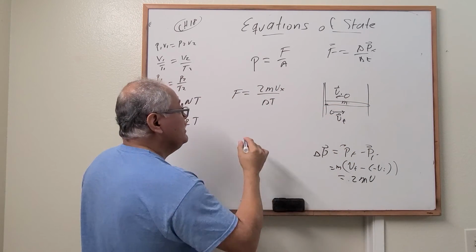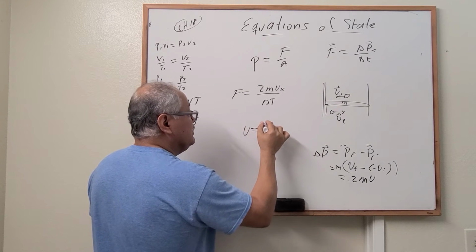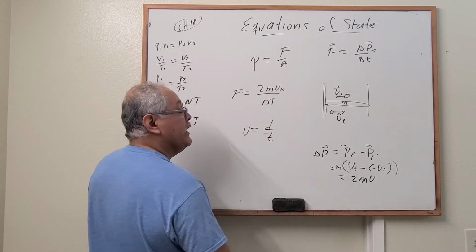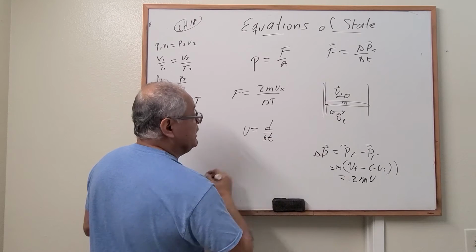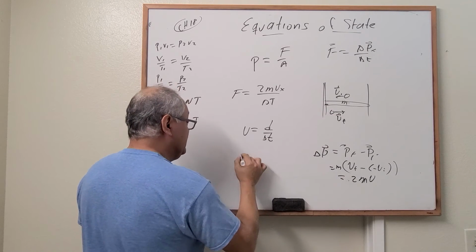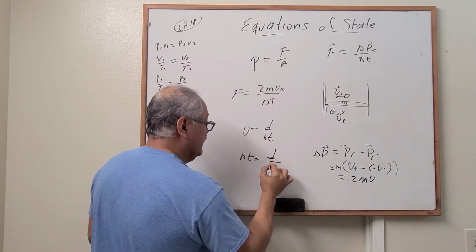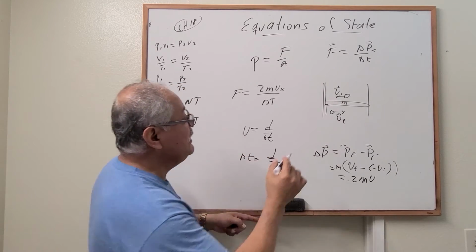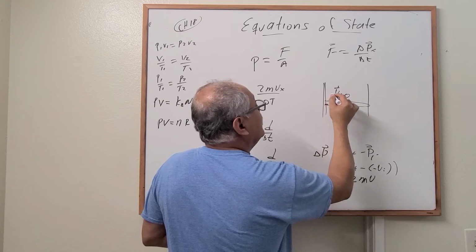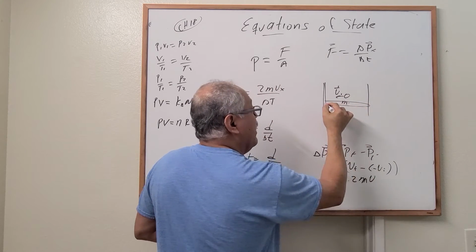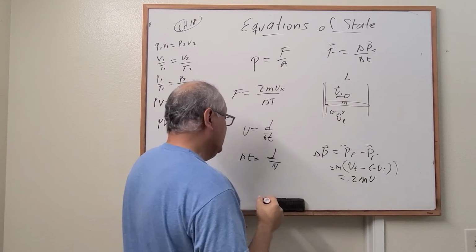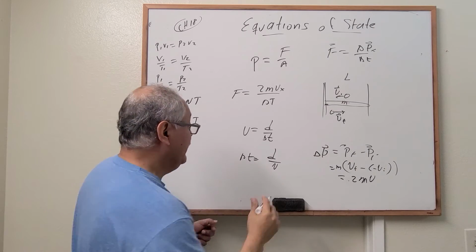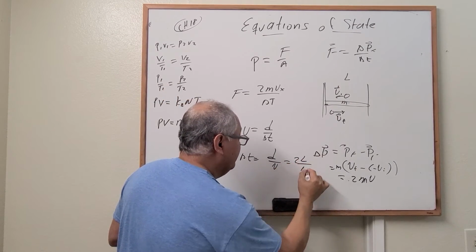In this case, we know that speed is equal to distance divided by time, or delta t. What should delta t be? Delta t is equal to distance divided by speed. But what is the distance? The distance is going from here to here and going back, so it's twice this L. It's going to be 2L. So it's equal to 2L divided by V.